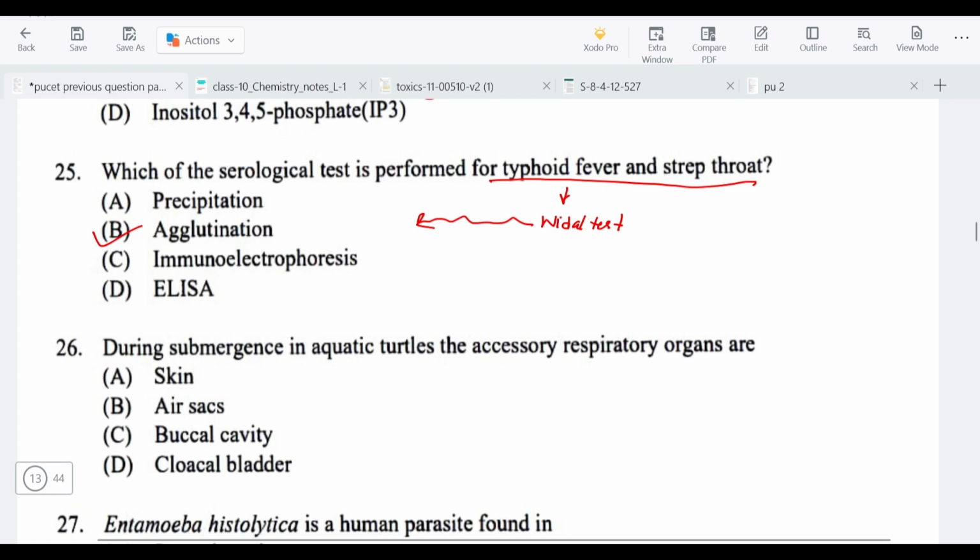Next, during submergence in aquatic turtles, the accessory respiratory organs are. The answer is cloacal bladder. Some aquatic turtles use cloacal respiration during submergence. When they are submerged in water, they use the cloaca for respiration, right?